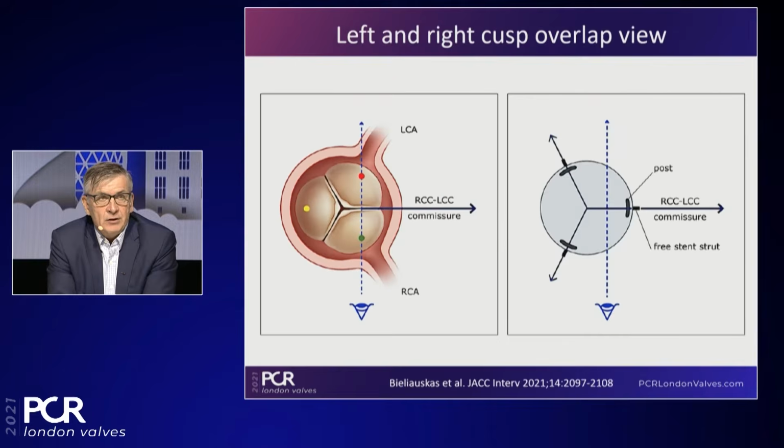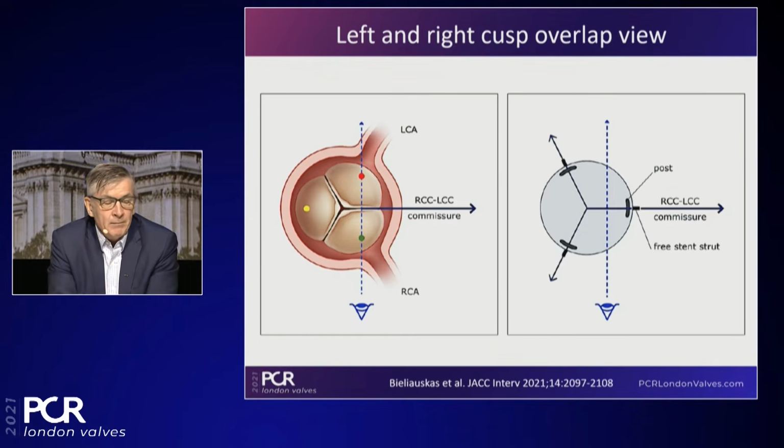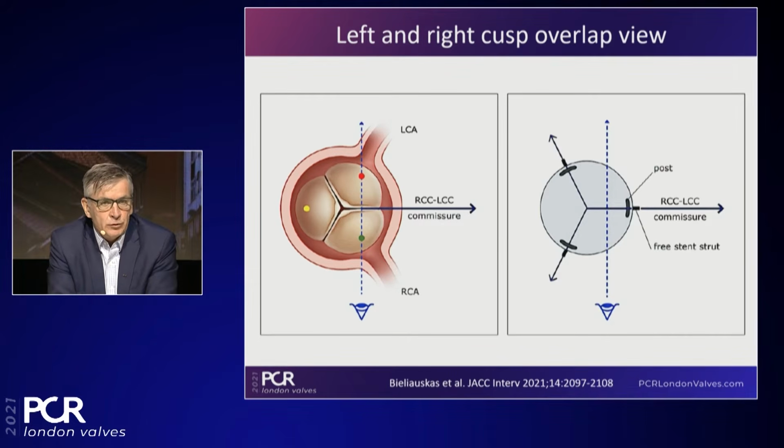Because in this projection, you see, the eye here is the C-arm, right and left cusp are overlapping. On the far right of your fluoroscreen, you're going to have the commissure between the right and the left cusp. So the only thing you need to do is to make sure that one of the leaflet posts of the transcatheter heart valve is orientated to the right of your fluoroscreen during valve implantation.